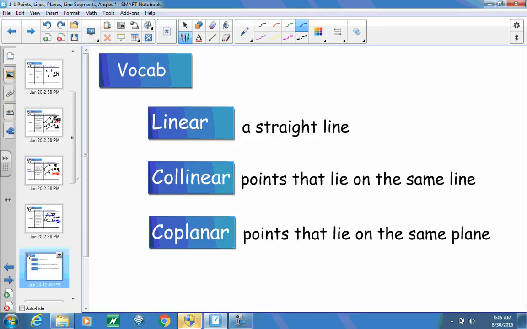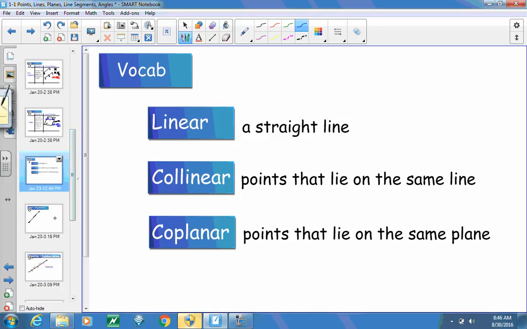Then you have the word coplanar, and coplanar means that you have points that lie on the same plane. So collinear, coplanar, that root word of co, and then you can see the linear for a straight line and planar, which is representing the plane.